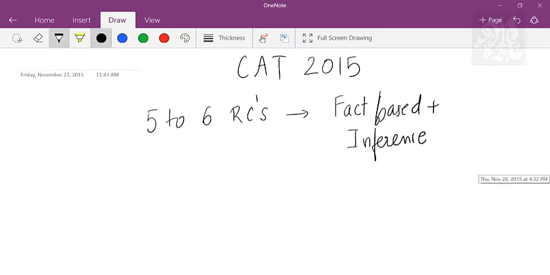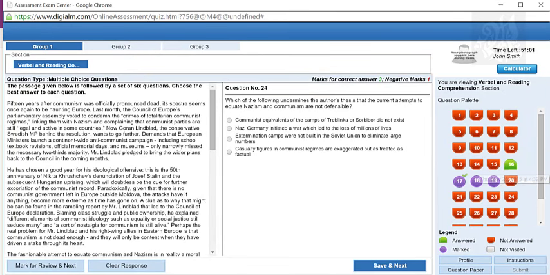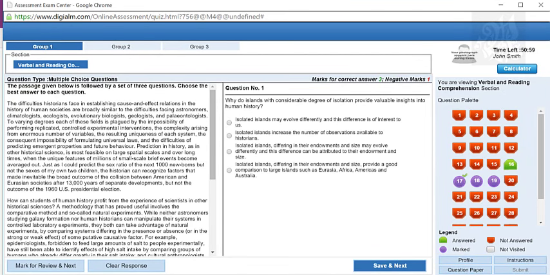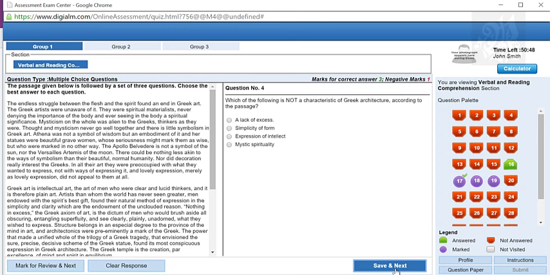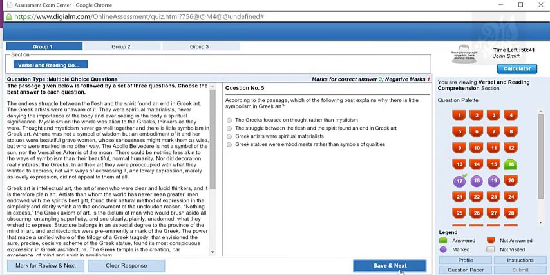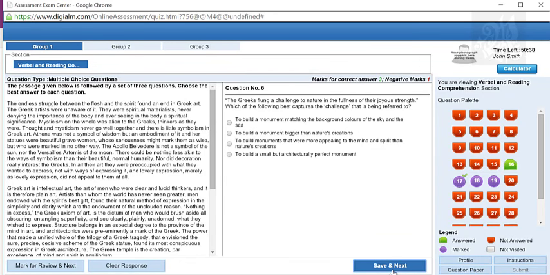In the sense, a few questions, for example, I'll just show it to you. Let's say the first question. Now this is a fact-based question: why do islands with a considerable degree of isolation provide whatever? It's a fact-based question, according to the author. The 3rd is fact-based again, the 4th fact-based, and the 5th, according to the passage, which of the following best explains why there is symbolism in Greek art, again fact-based. And the 6th one is again fact-based in a way. In the sense, the 6th one is slightly fact-based plus inference-based at the same time.